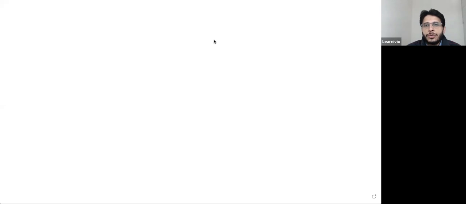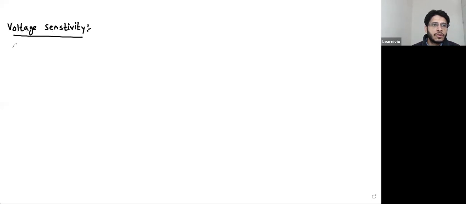After current sensitivity, we have one more thing, which is known as voltage sensitivity. Voltage sensitivity means deflection per unit voltage.